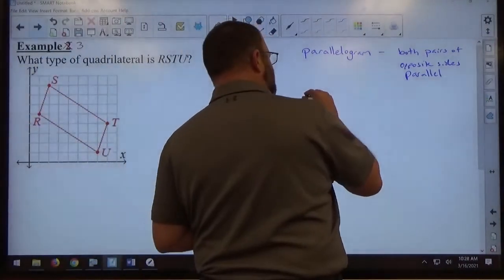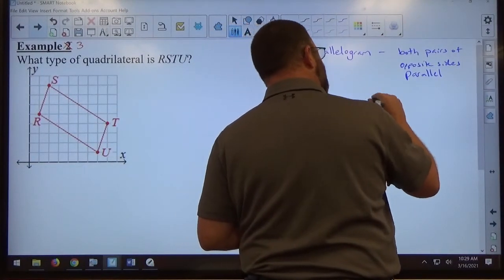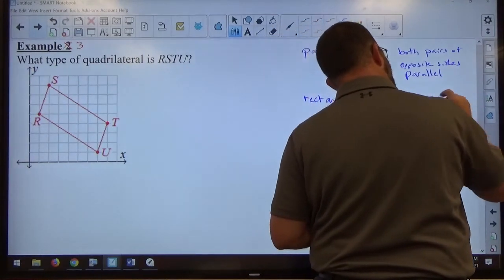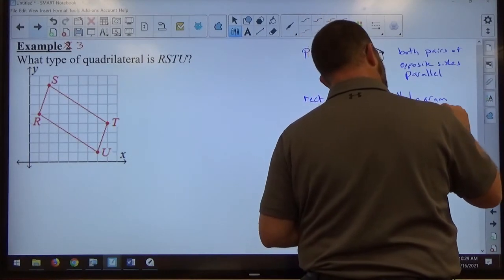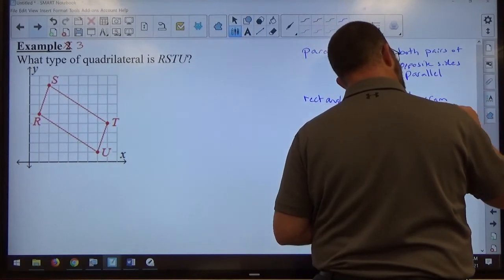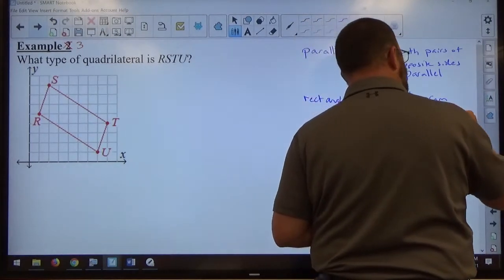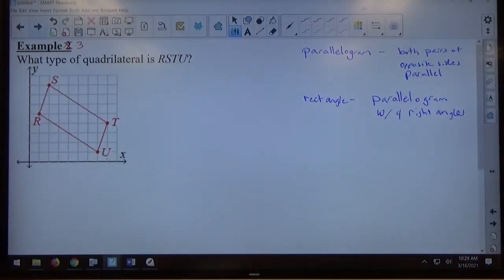If it's a rectangle, it's a parallelogram with 4 right angles. We're already going to be finding slopes to establish parallel lines for the parallelogram. So once we get all the slopes of all 4 sides figured out, if we see that the consecutive sides are opposite reciprocals of one another, those create right angles.